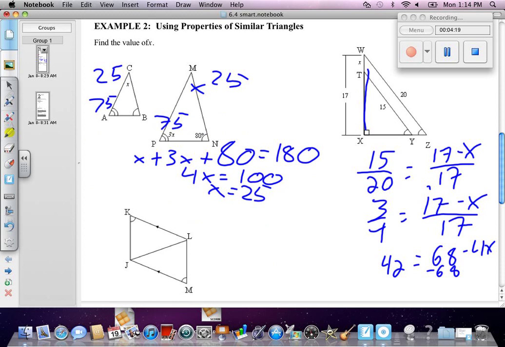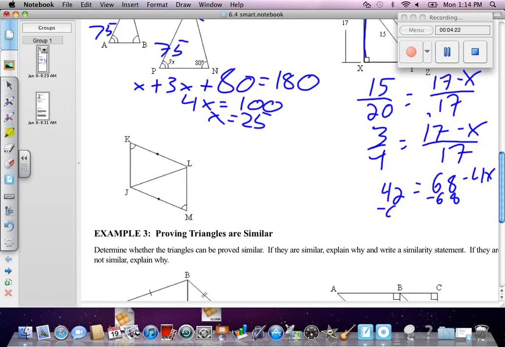Subtract 68 from both sides. 6 minus 4 is 2. Divide both sides by negative 4. And you get 4 goes into 26 six times with 2 fours left over.